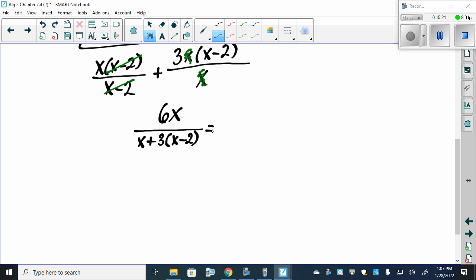Now all we need to do is simplify the numerator and denominator as far as possible, and we'll be done. Well, the numerator is just 6x. The denominator, we can distribute that 3. So 3 times x would be 3x. 3 times negative 2 would be negative 6. And x plus 3x is going to give us 4x minus 6.